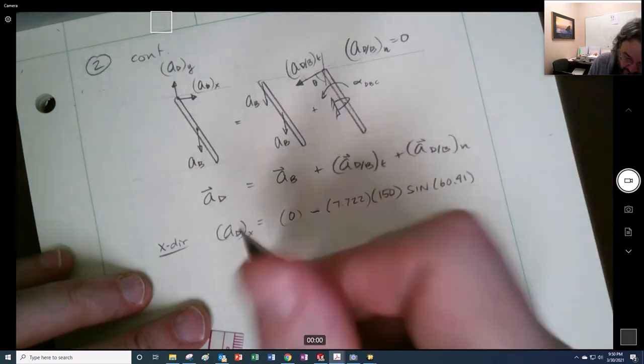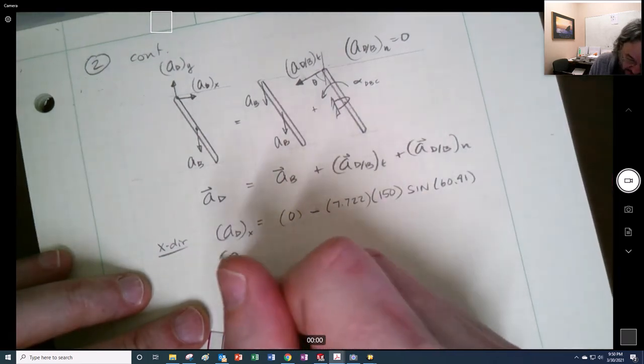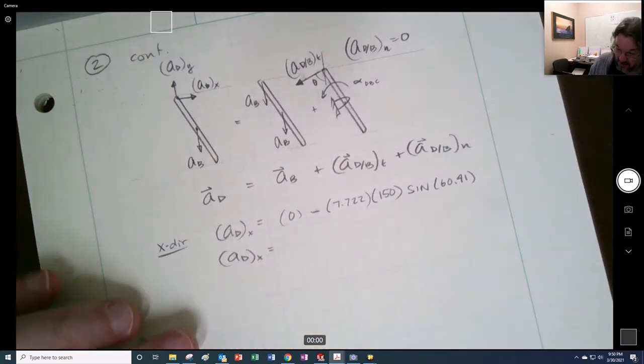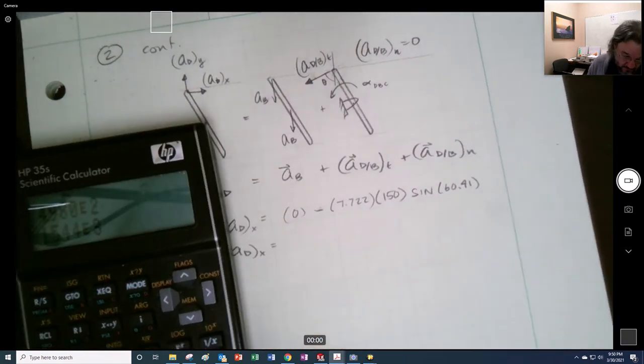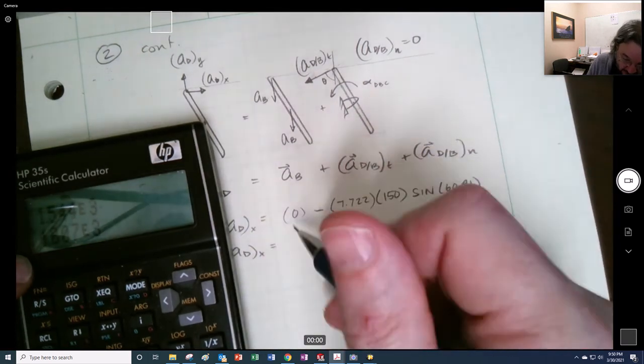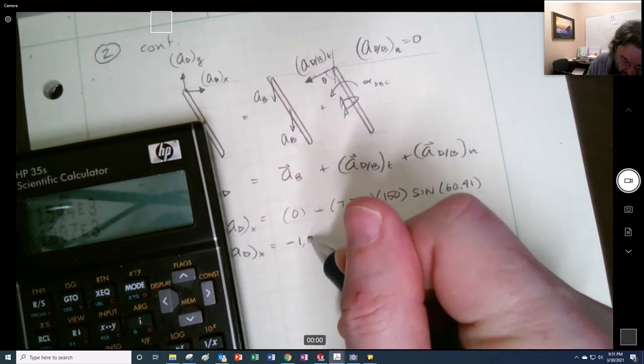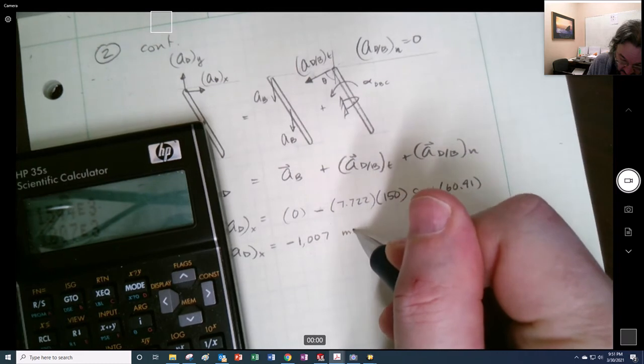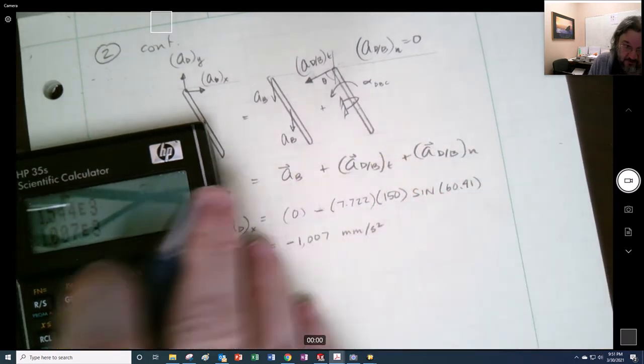Yep. So AD in the x direction is negative. We learned that. 7.722, 150 times 60.41 sine, and I get a negative 1,007 millimeters per second squared.